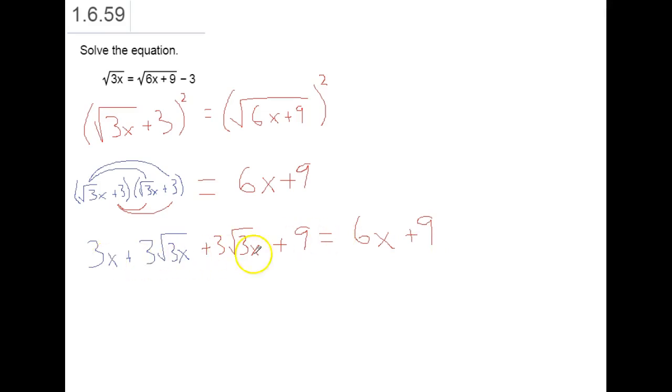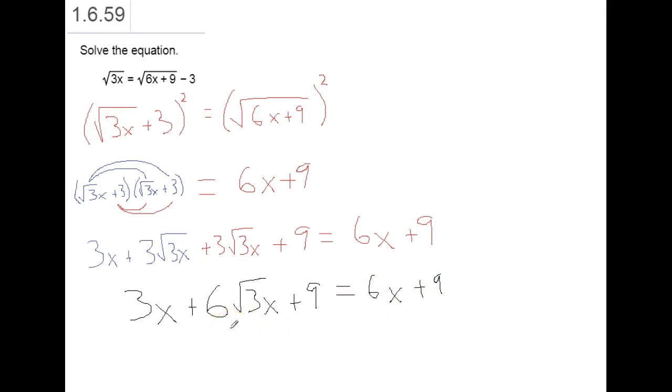So now we need to reduce this as much as we can on the left. There's nothing to combine the 3x with. These have the same value under the square root, so we can add them together. If we have 3 of them and then we get 3 more of them, we have a total of 6 multiplied by that square root of 3x, and then plus 9. So the left side now is reduced by combining those.